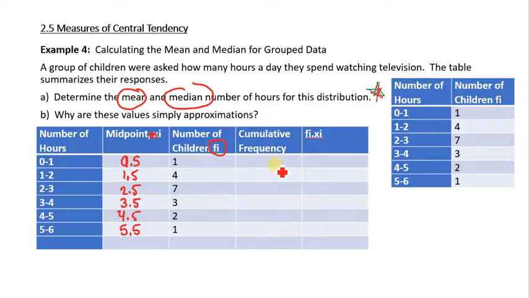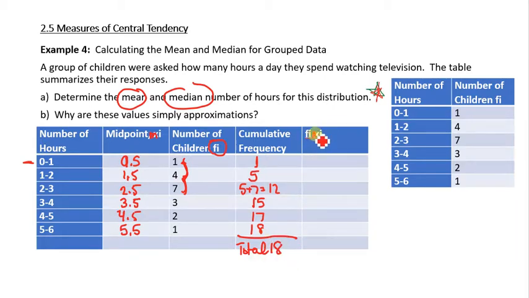Okay, cumulative frequency. That's adding up the frequencies and continuously adding them. Between 0 and 1, up until now, we've accounted for 1 child. Now we add them, 5 children. And we add another 7, so 5 plus 7 is 12. We've accounted for 12 children. Then plus 3 would be 15, plus 2 would be 17, plus 1 would be 18. The total here is 18, and we're going to come back to that.